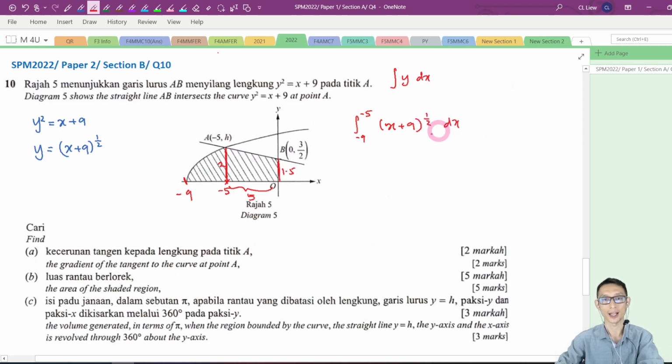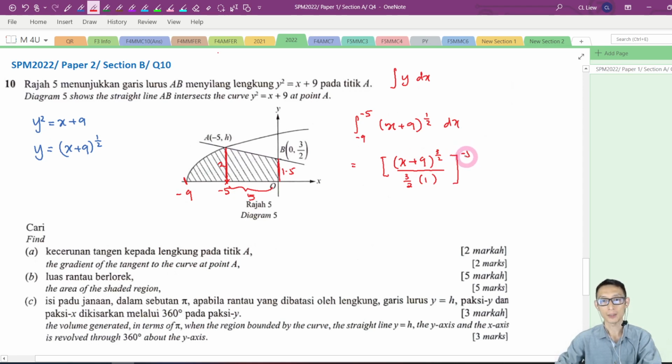If this is dx, with respect to x, the lower limit and upper limit will be taken from the x-axis. Okay, now we can start to do the integration. x plus 9 to the power of 1, so it becomes 1 plus 1 over 2, which is 3 over 2. Whatever you write here, write the same thing for the denominator. And then you need to differentiate the term inside the parentheses, which we will get 1.